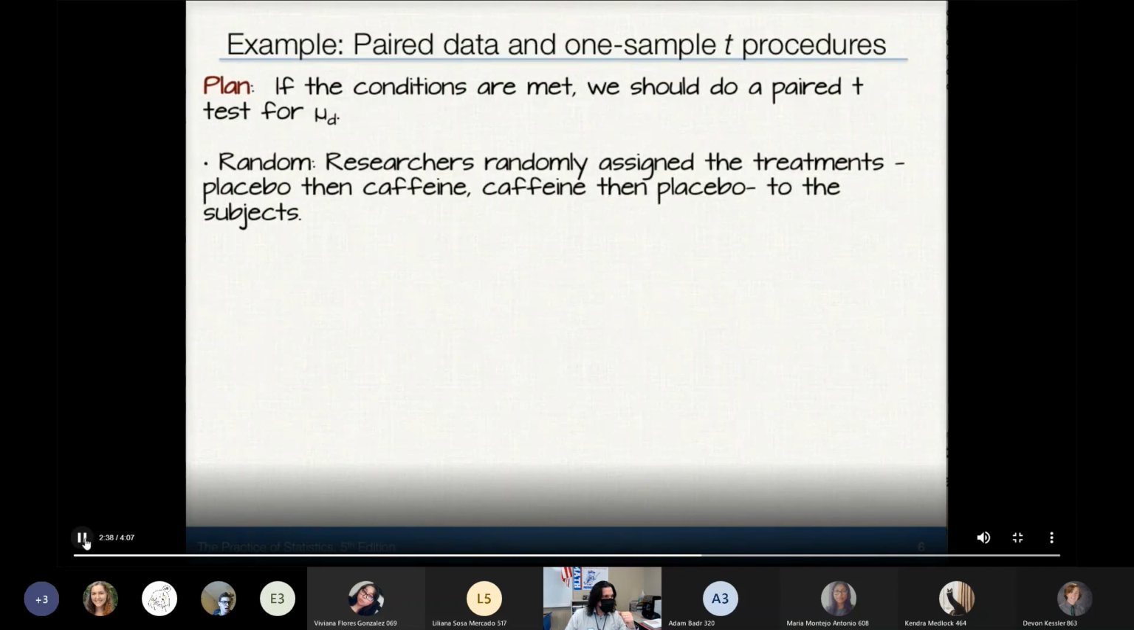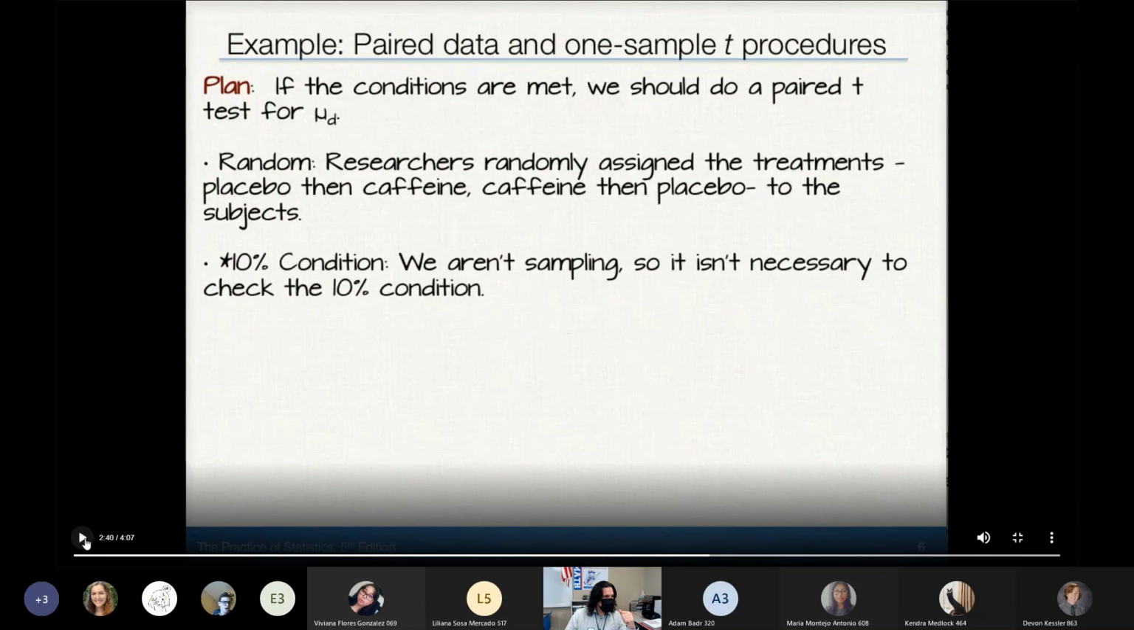And then placebo to the subject, so that condition is met. The 10% condition, they're not sampling. All right, so it isn't necessary to check the 10% condition. In an experiment, in a study like this, when you're not necessarily sampling without replacement, you don't have to check the 10% condition.